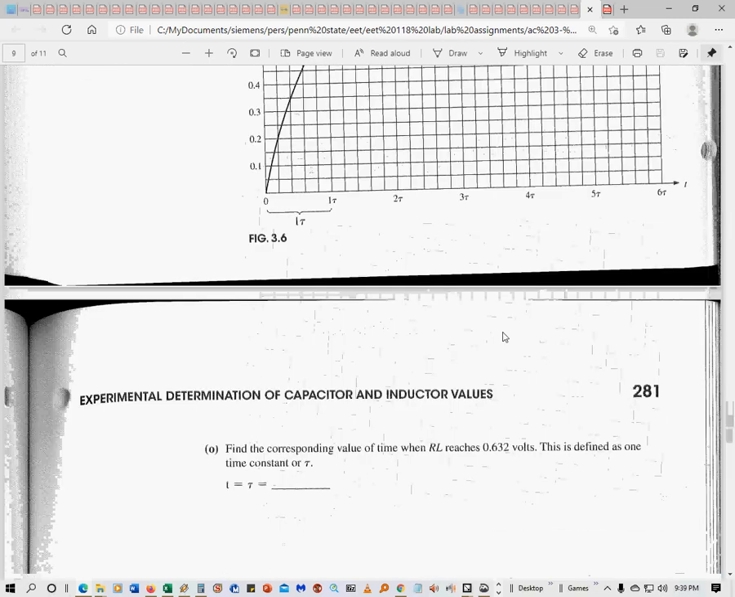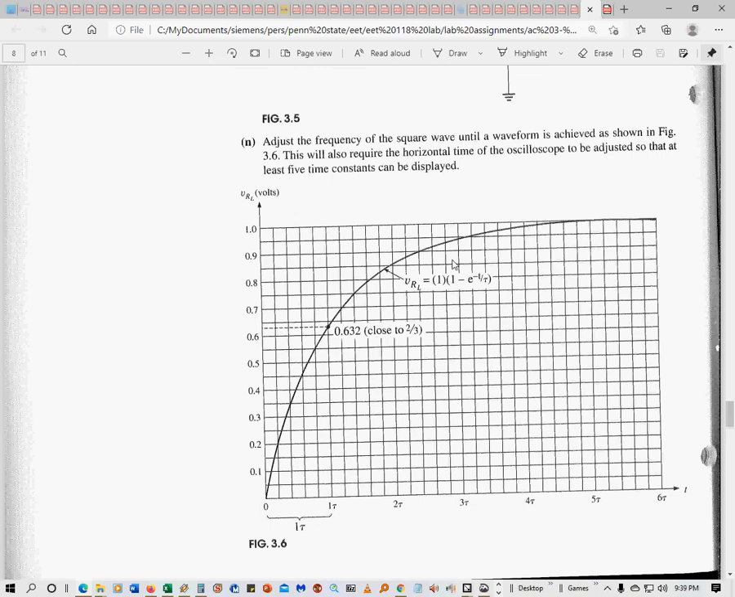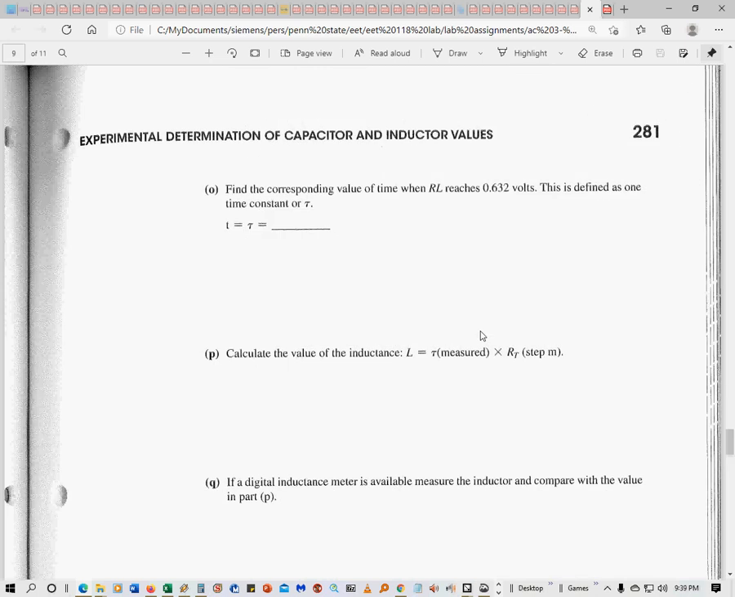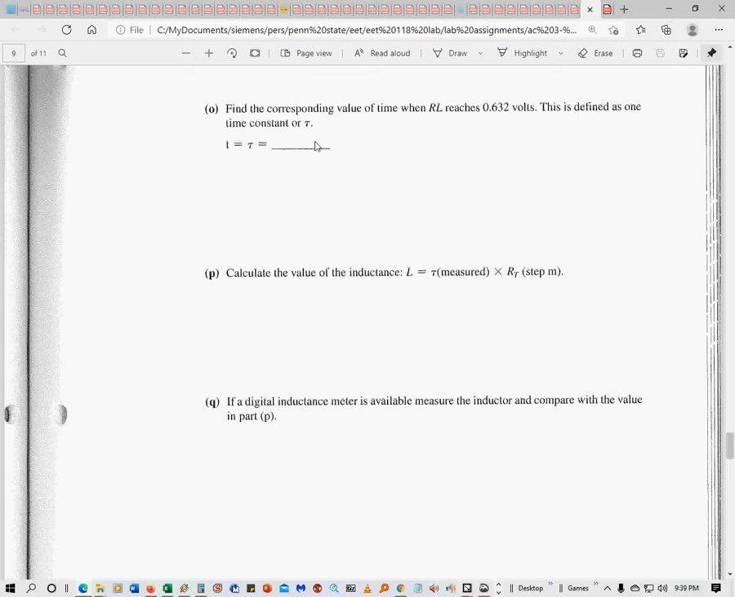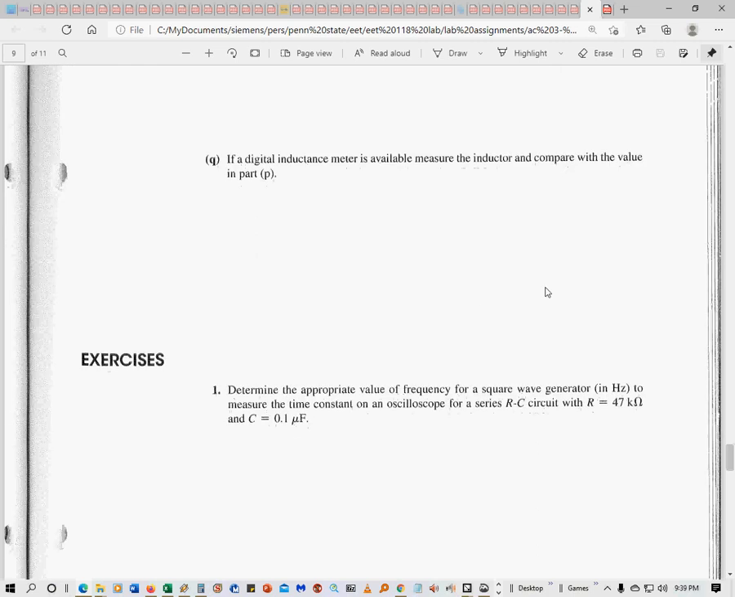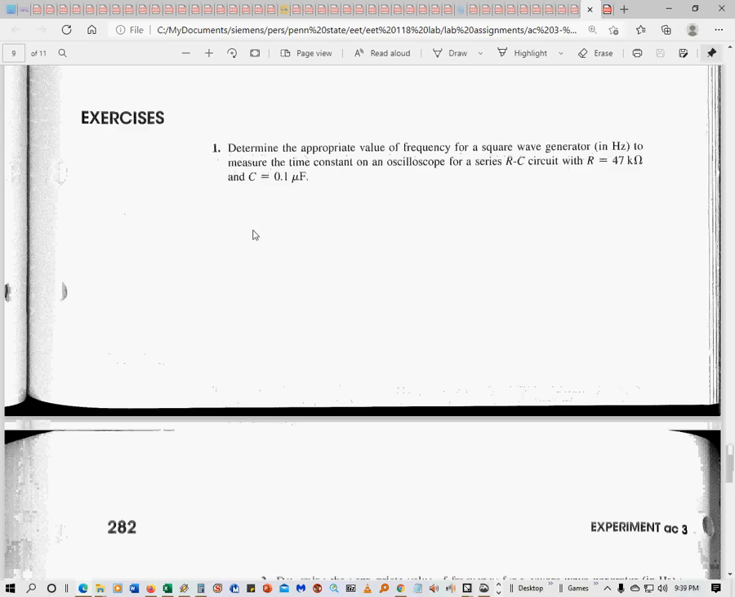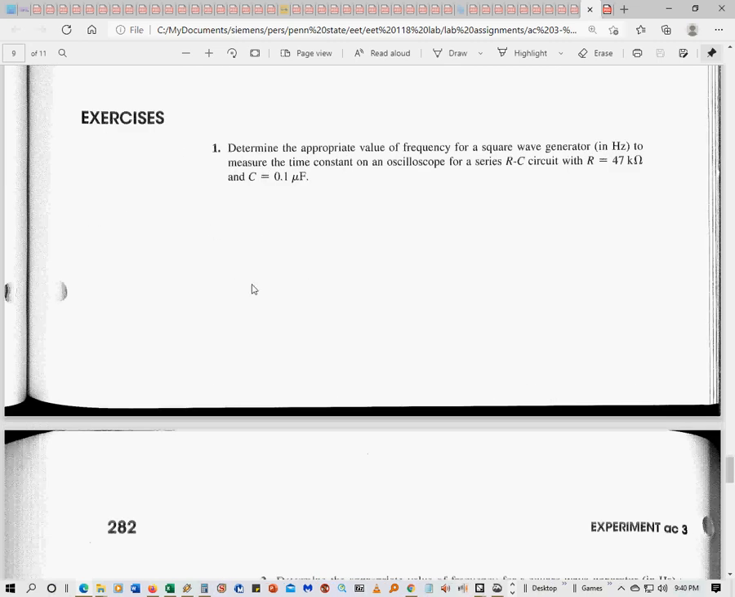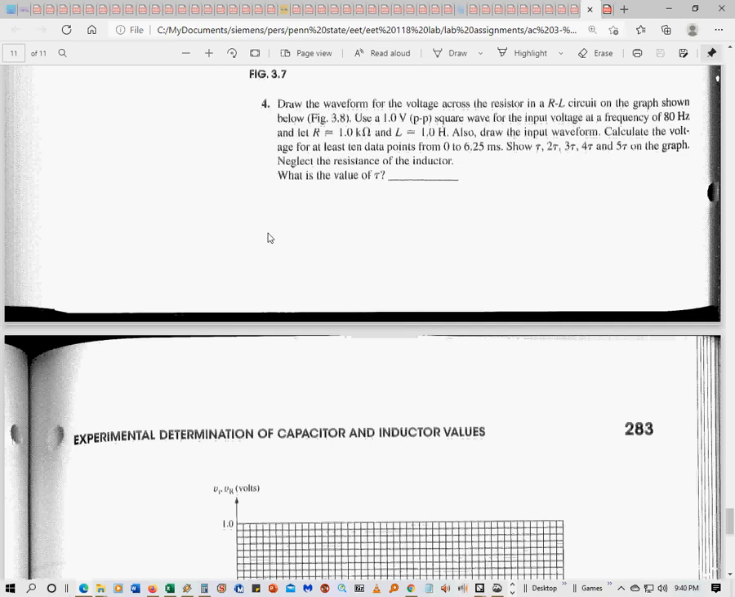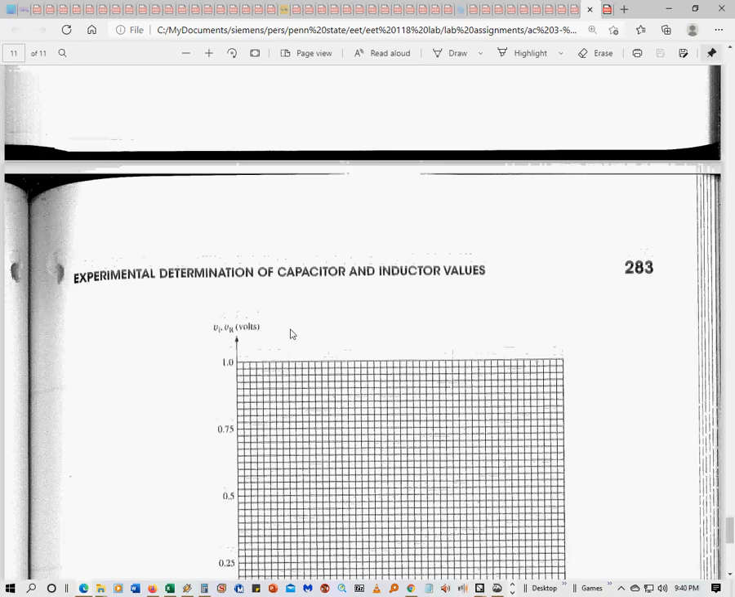Same thing, do for this graph, there's the equation, and then answer these questions, and then do a conclusion of that part, like I did a conclusion of part 1, and then do your exercises 1, 2, 3, 4, and that's it. So good luck.